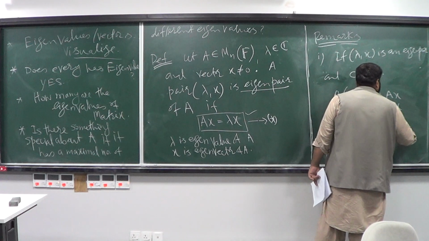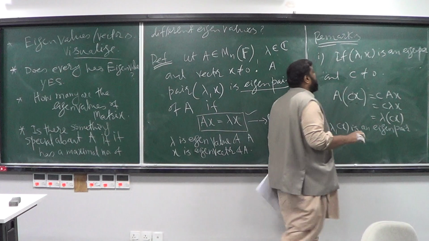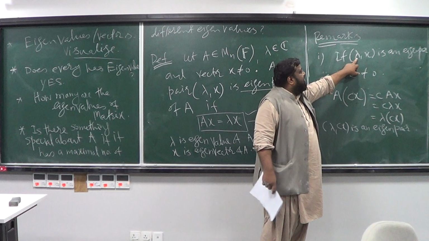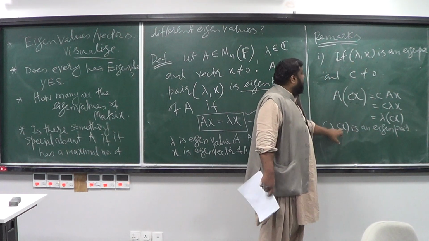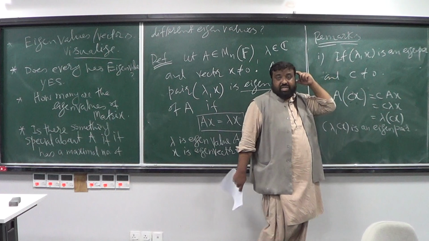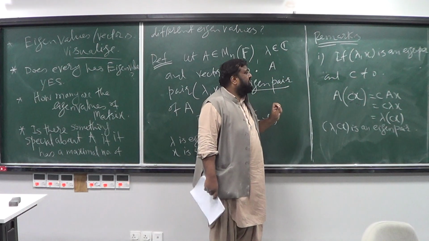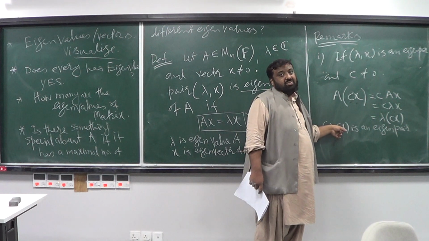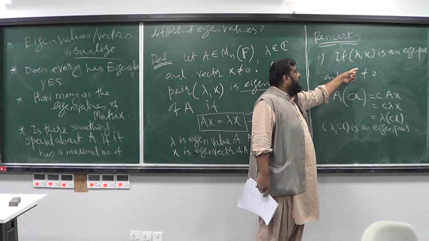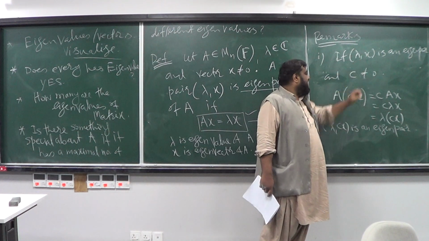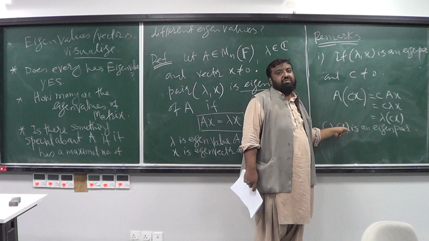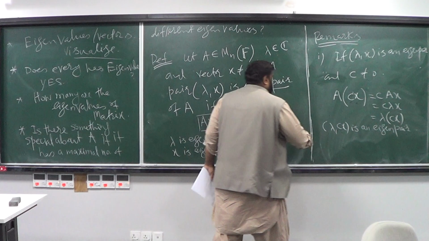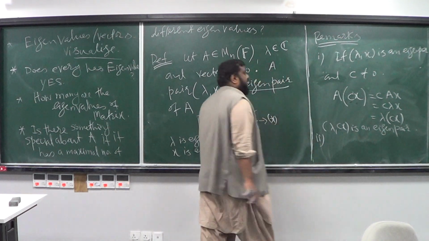So what is the conclusion from it? The conclusion is that a single eigenvalue can have a lot of eigenvectors corresponding to it. If lambda has an eigenvector x, then any scalar multiple of this vector is also an eigenvector corresponding to lambda.